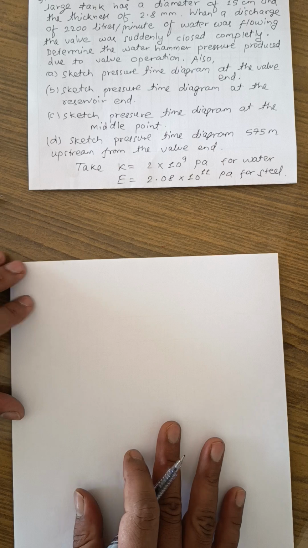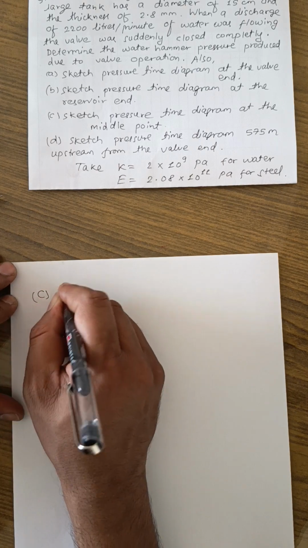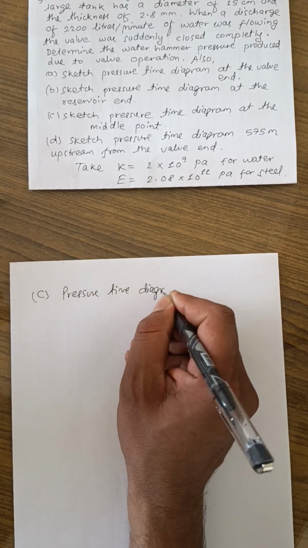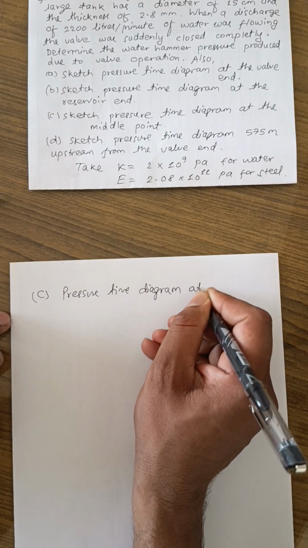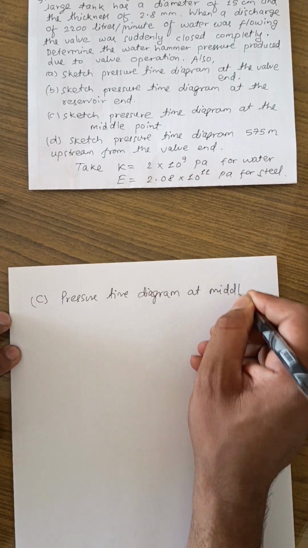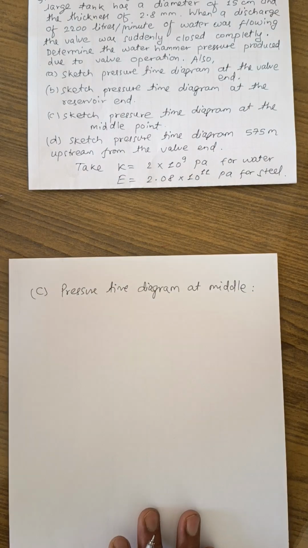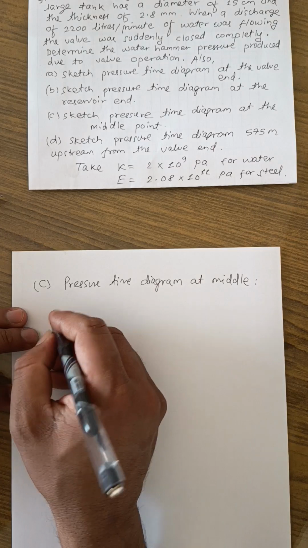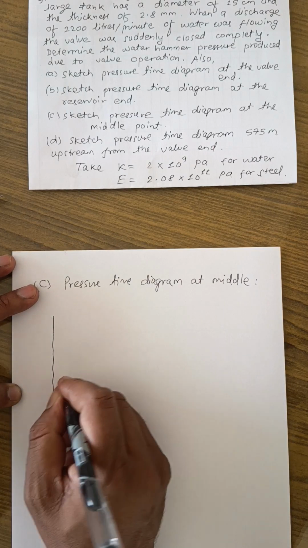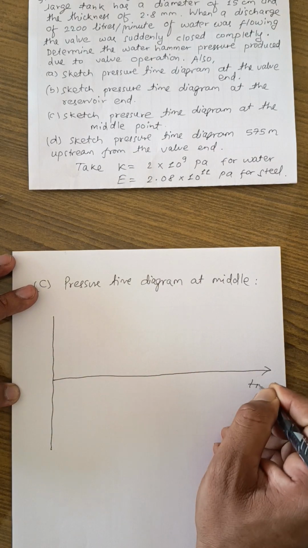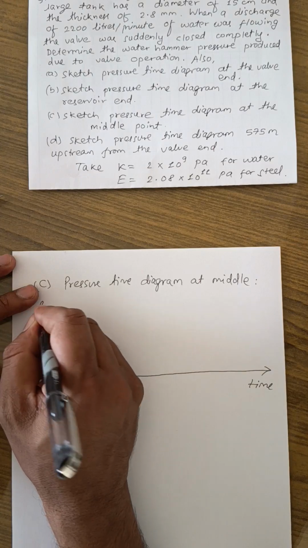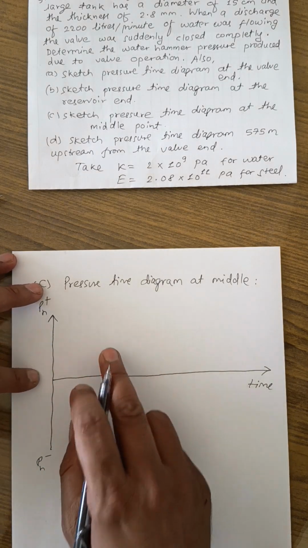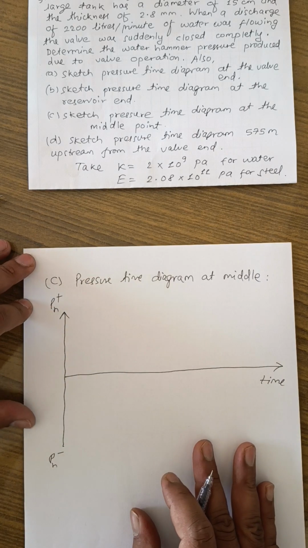So how do you draw the pressure time diagram at the middle point? The concept is the same as the diagram I've drawn before, but it's better to remember it for the examination. So I'm going to draw time on the x-axis, and the pressure with positive pressure upward and negative pressure downward. In this case we are only considering the water hammer pressure, not the static pressure.